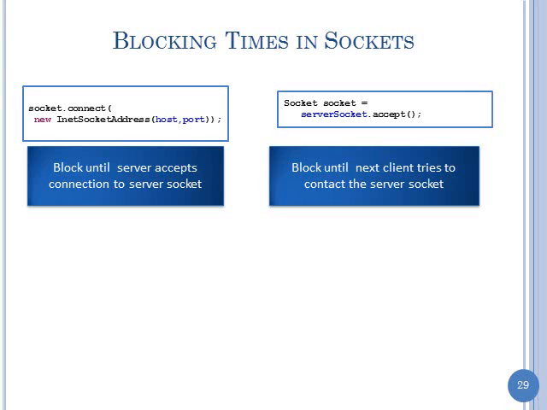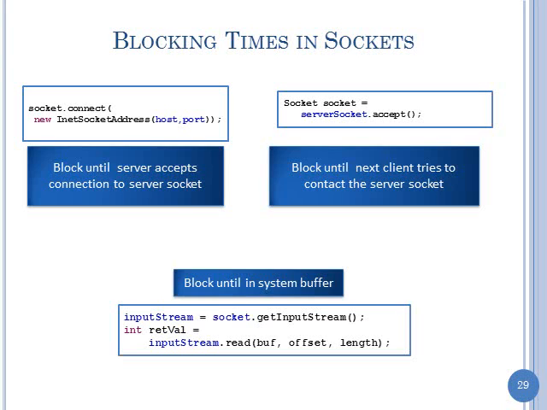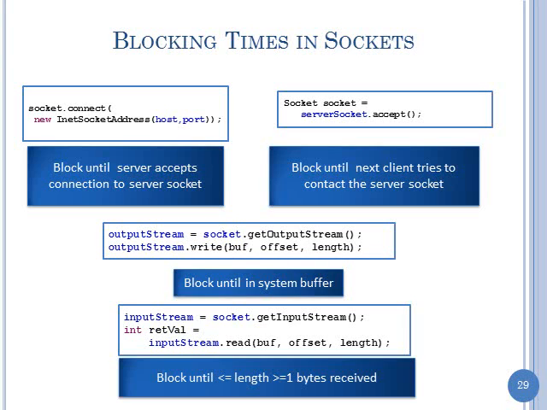So here actually this is not the same time. You block until the next client tries to contact the server socket. So as soon as the message is received from the client, it unblocks. And when the message reaches back the client, we unblock him. And for writes, we block until the system buffer has space. In the case of reads, we block until non-zero bytes are received. So this is just showing you how the blocking time decision can be made differently for different operations in sockets.